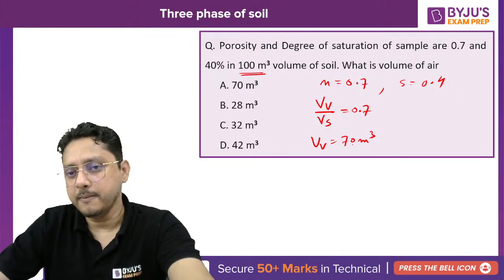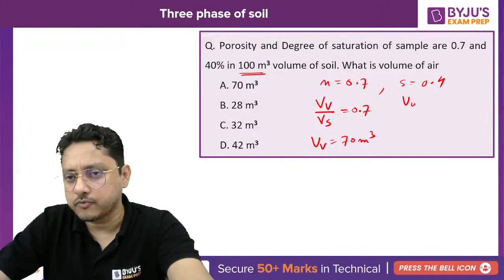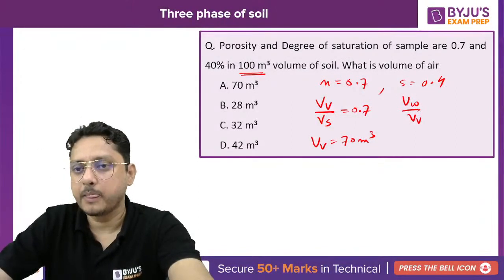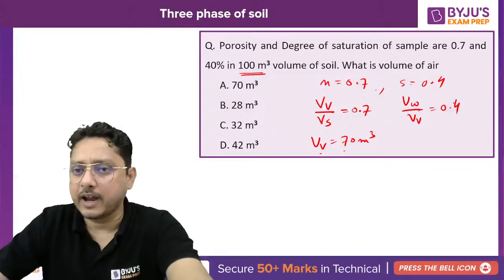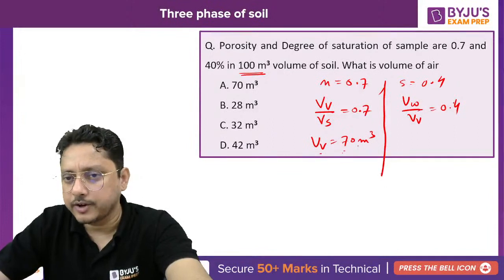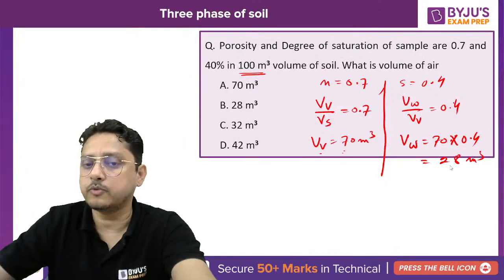Now, what is the definition of degree of saturation? It is volume of water by volume of void, which is given as 0.4. If you have calculated volume of void, now volume of water will become 70 into 0.4, and you will get 28 meter cube. This is the volume of water.